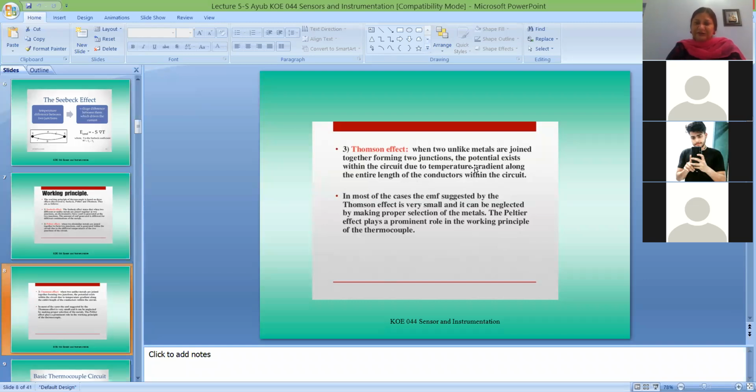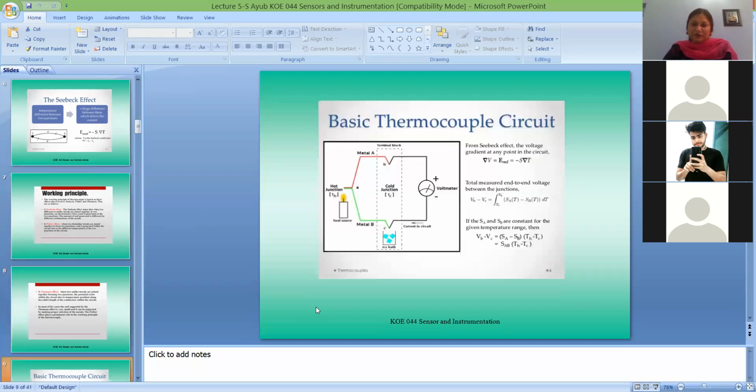So when we see all these three effects, they are more or less same. Seebeck effect, Peltier effect, Thomson effect. They are using unlike metals, and there should be two junctions. One is hot junction, another is cold junction, and all three are saying that it generates the potential difference. So this is the principle of your thermocouple.